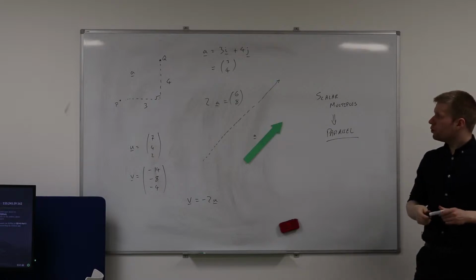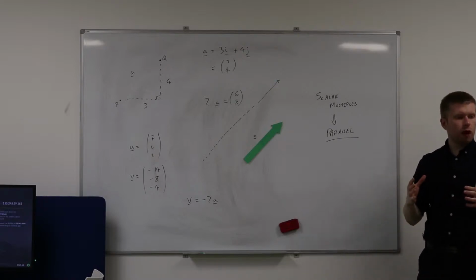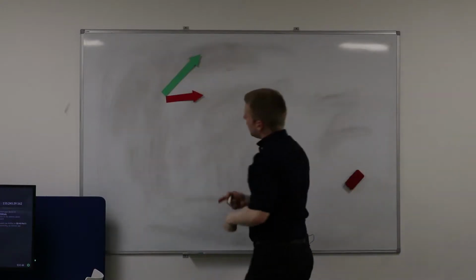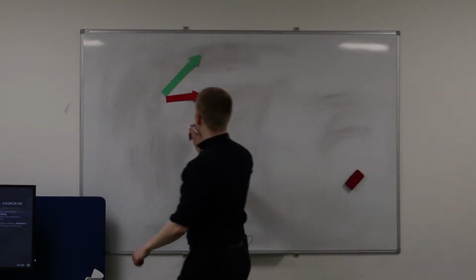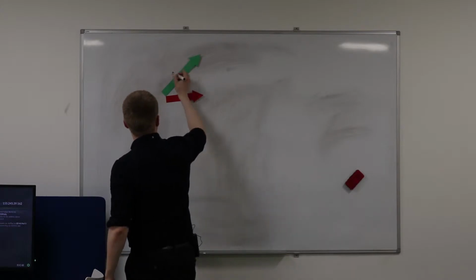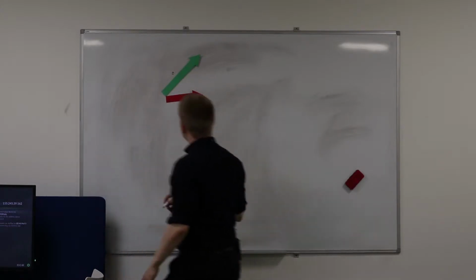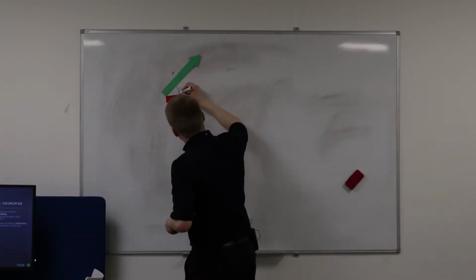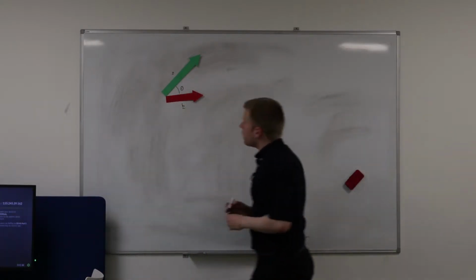What I want to move on to now is what happens if I want to find, say, the angle between two vectors. Okay, so I have two vectors here. I'm going to call this one A, and I'm going to call this one B. And what I'm after is the angle which occurs between these two vectors. So let's call that angle theta.